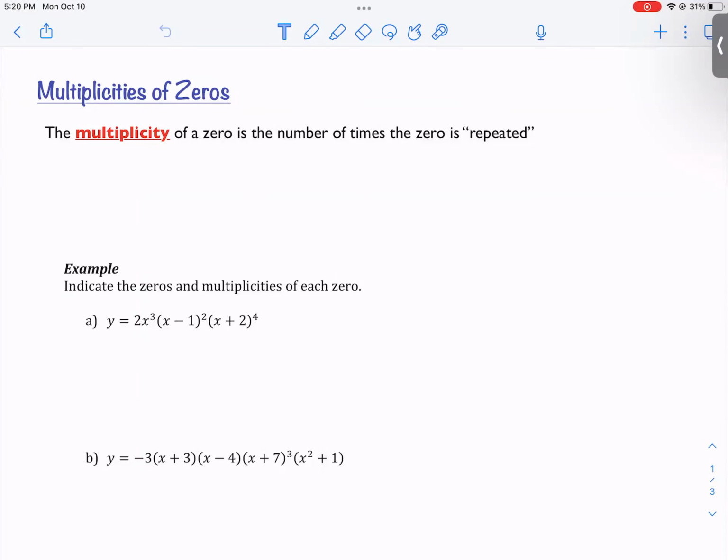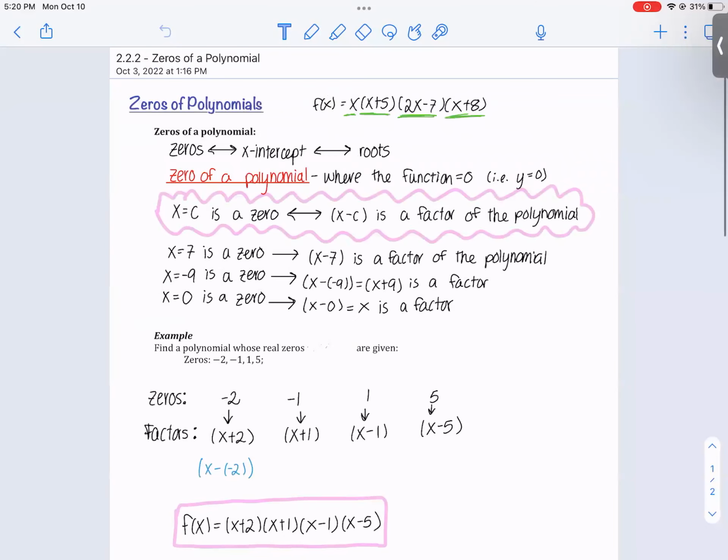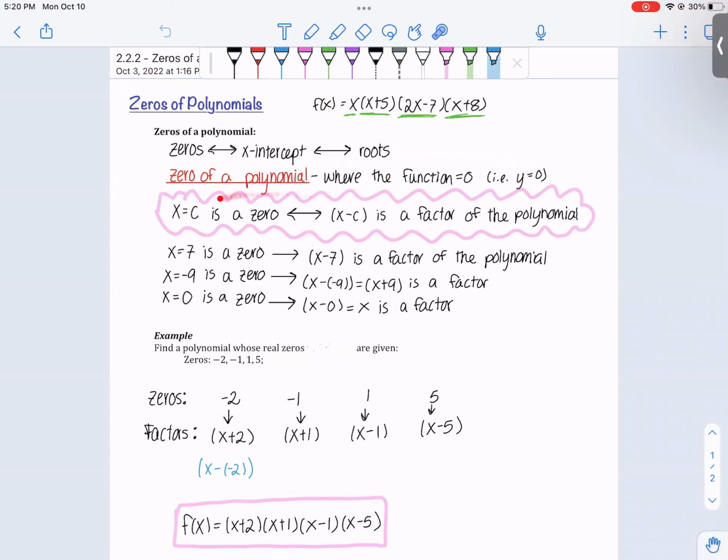Multiplicities of zeros. In a previous video, we talked about what a zero of a polynomial is. It's essentially just the x-intercept. We talked about a really important theorem that says that if x equals c is a zero, then x minus c is a factor of a polynomial. And we used that to construct a polynomial when we were given the zeros.